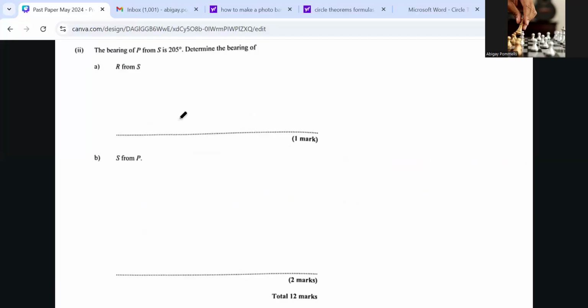All right, moving on. The bearing of P from S is 205. Determine the bearing of R from S.